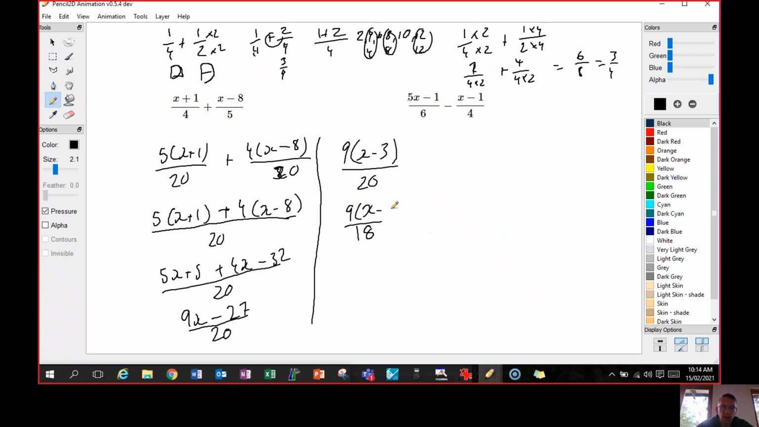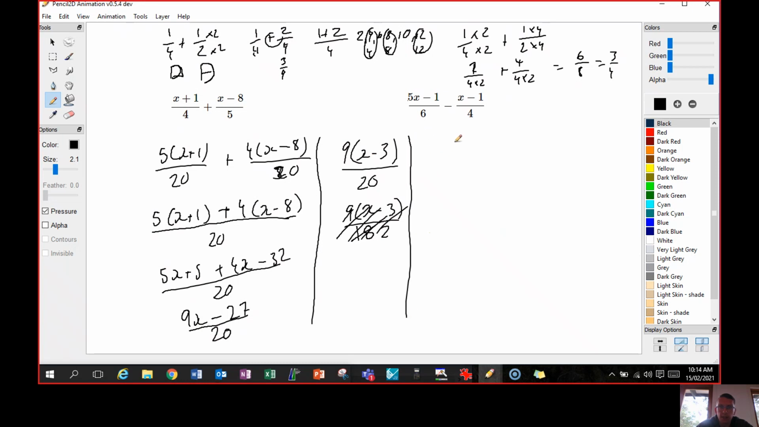So if that was on 18, you could cancel out the 9 and the 18, which would then give a 2. But in this case, you can't. 9 and 20 don't have anything in common, so we can't do that. But that's why it's good to always take out your highest common factor, because you might get there.